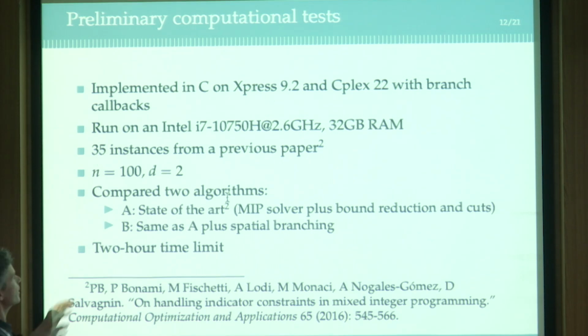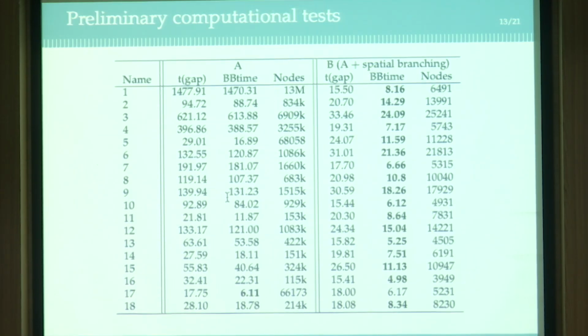So the simple comparison I ran is against the state-of-the-art from this paper, where there is some optimality-based bound reduction, something else, and some extra cuts that simulate the behavior of a global solver within Cplex. And then I gave a 2-hour limit. The results are here. This is a classic approach, and this is the approach with, basically, strong spatial branching. I could easily tell, look at my branch and bound time and how it's better than the classical branch and bound time.